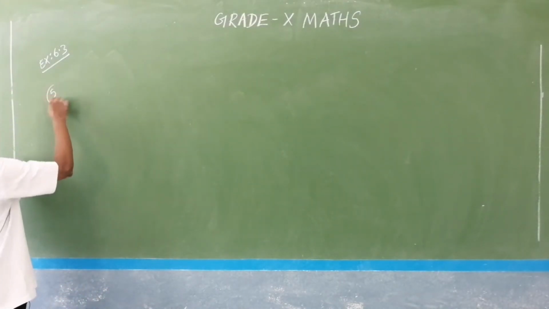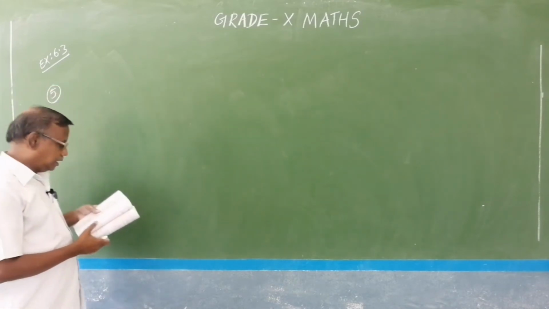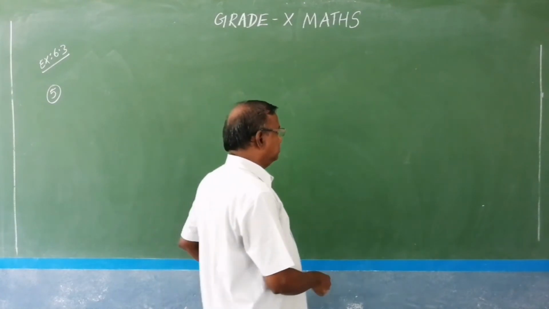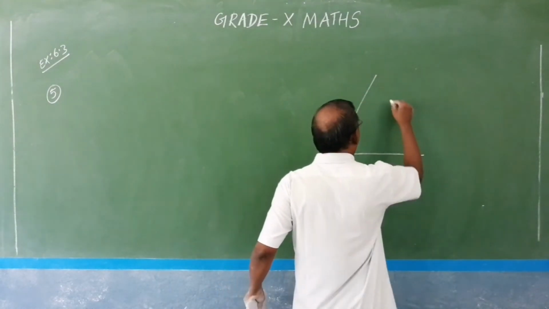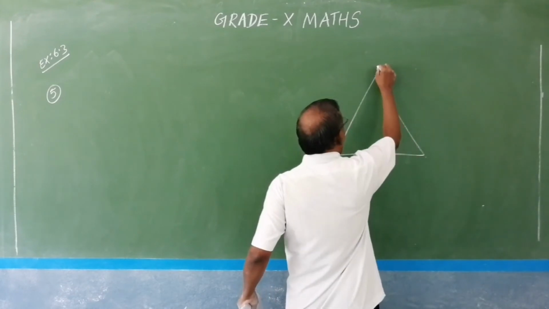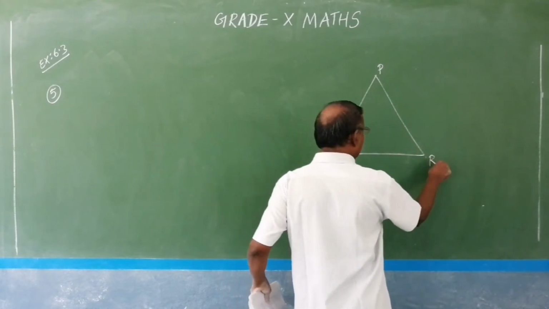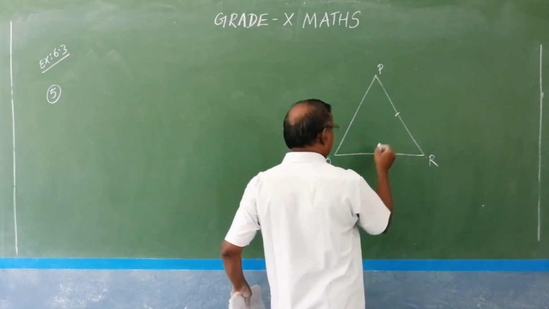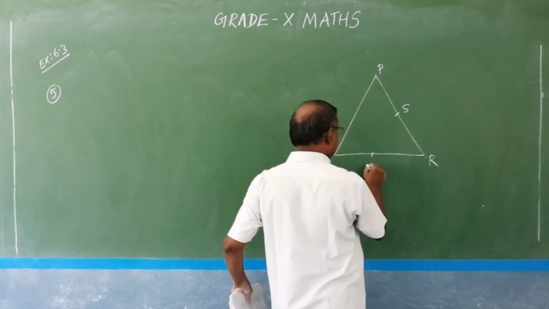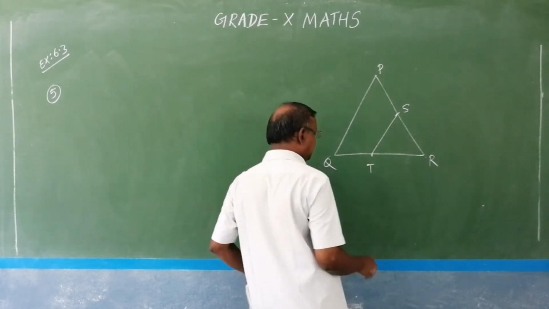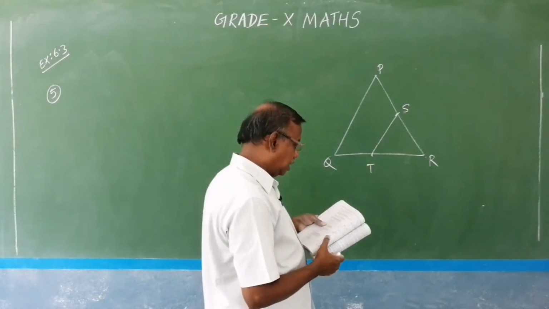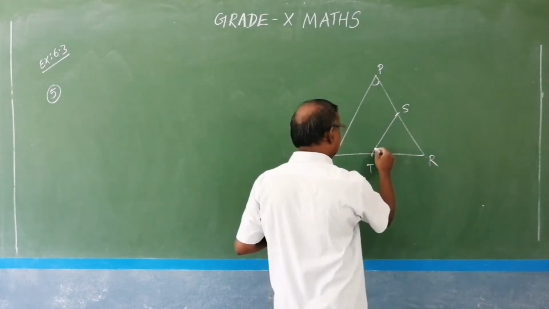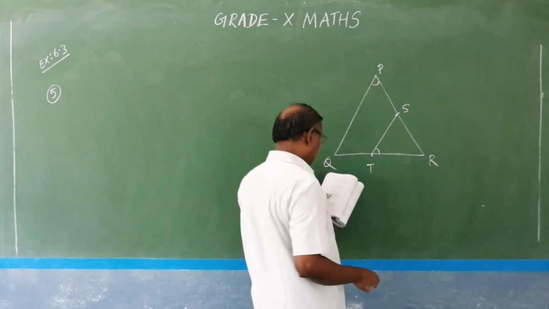Question number 5. S and T are the points on the sides PR and QR of triangle PQR. Let us draw a triangle PQR, and S and T are on the sides PR and QR. So join ST such that angle P equal to angle RTS. So these two are equal.